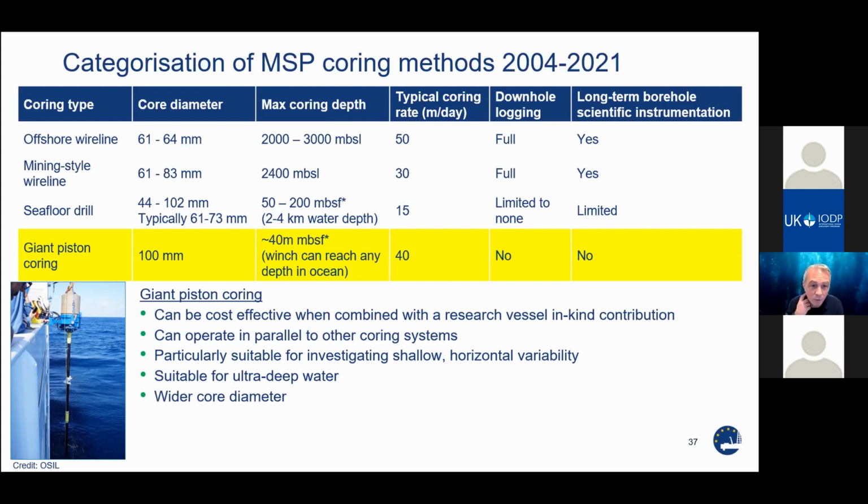The system does offer a wider core diameter of 100 millimeters, so you get more material to play with, despite the shallower penetration. And also giant piston coring has a good track record, but the penetration is limited and there is no downhole logging.